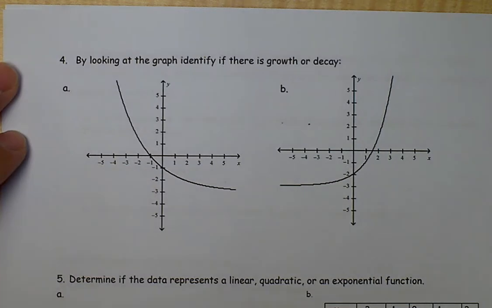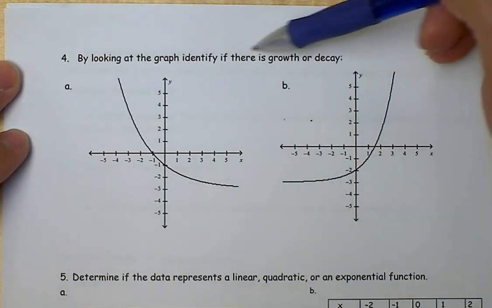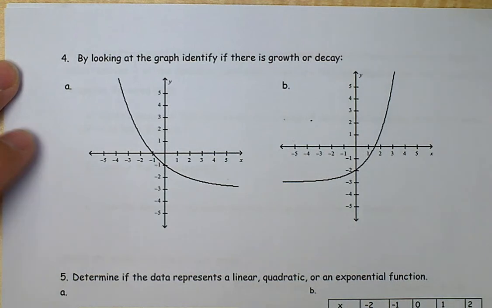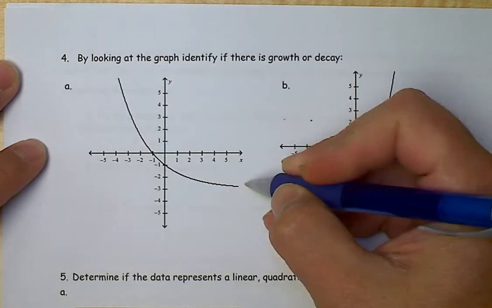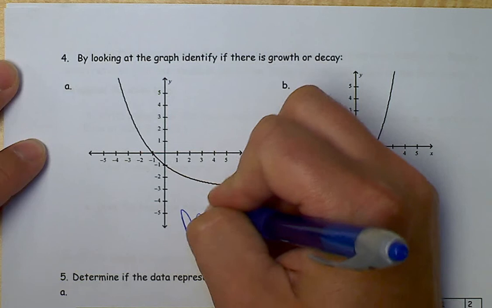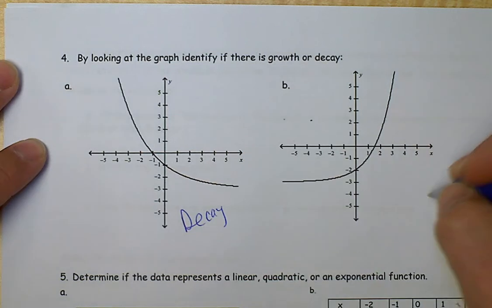Okay, number 4 says by looking at a graph, identify if there's growth or decay. Anytime it slopes downward like this, that's going to be decay. Anytime it slopes upward, we have growth.